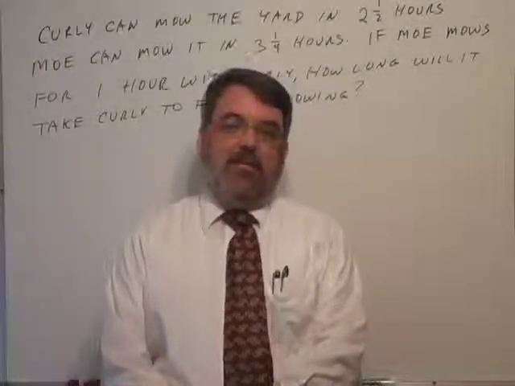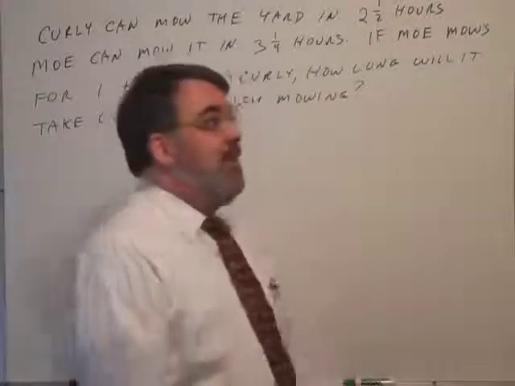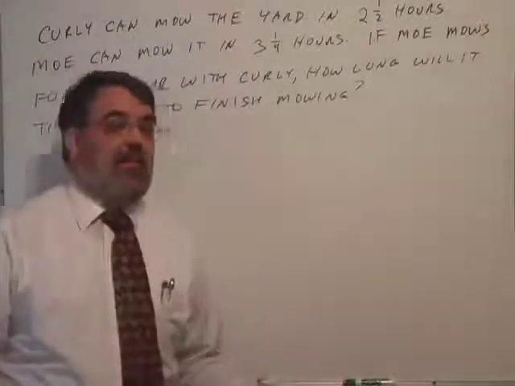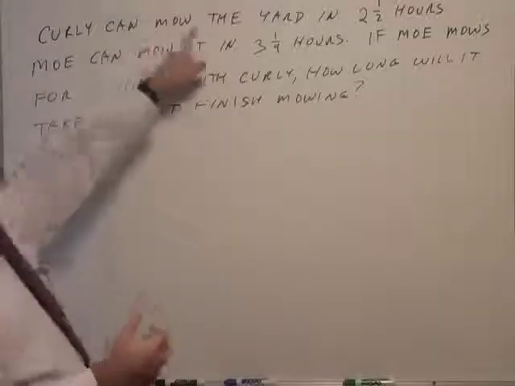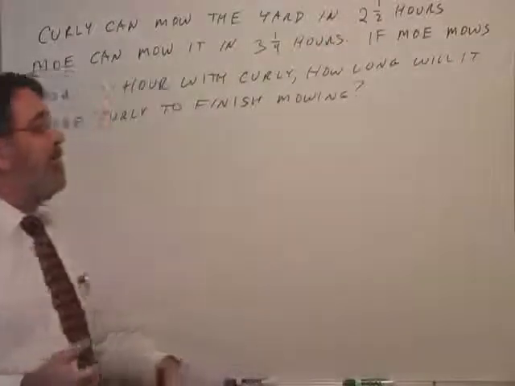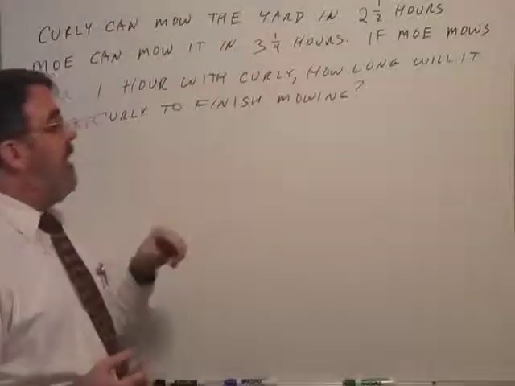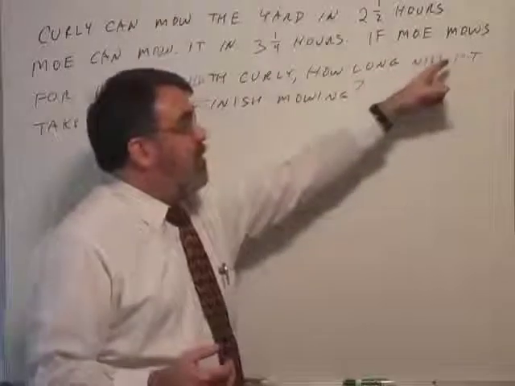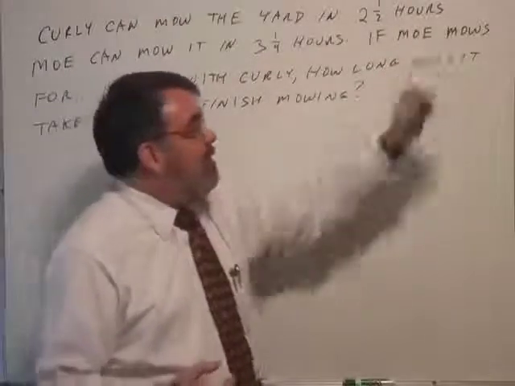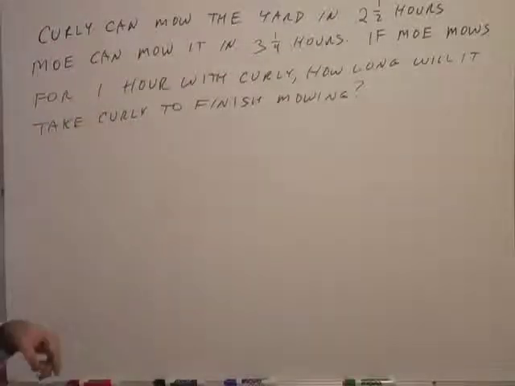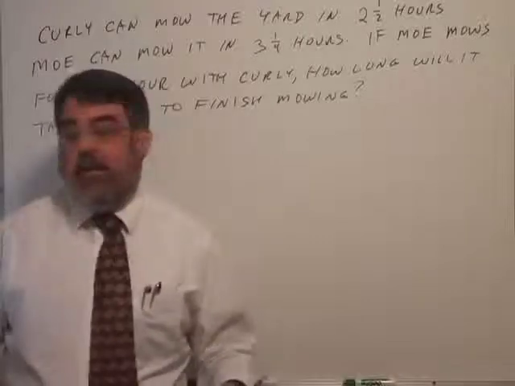I wanted to give you one of these, which is a little more complicated, and indeed it is. And I don't know what kind of answer we're going to get because I just made this up. Curly can mow the yard in 2.5 hours. Mo can mow it in 3 1/4 hours. If Mo mows, probably not the best choice of names here, for 1 hour with Curly, how long will it take Curly to finish mowing?